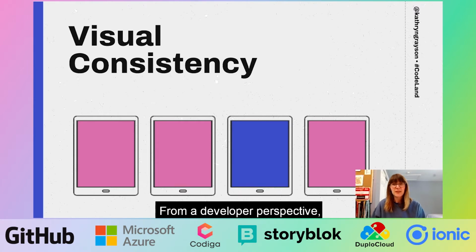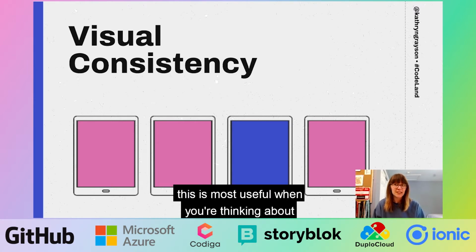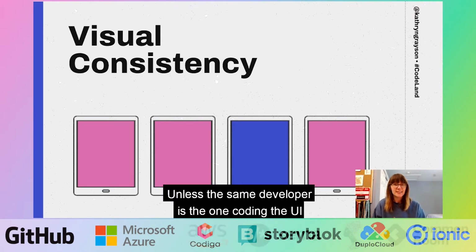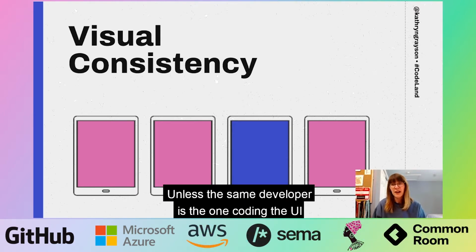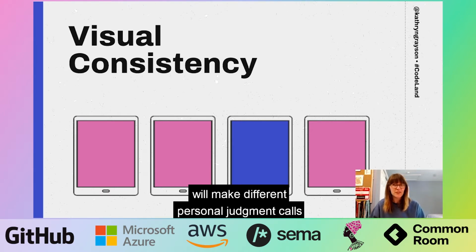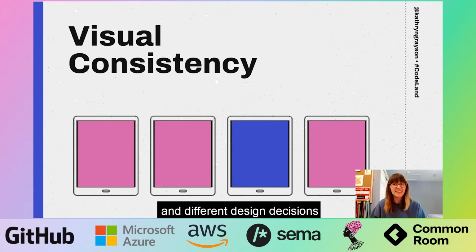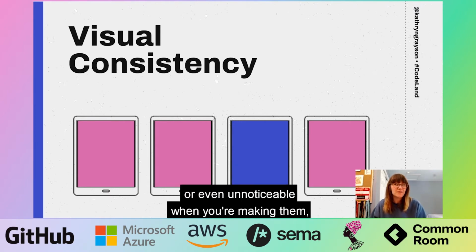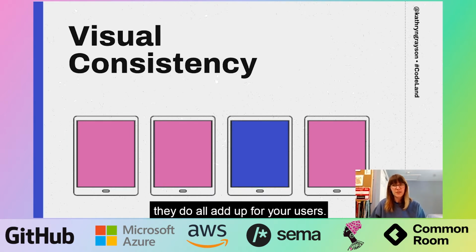From a developer perspective, this is most useful when you're thinking about the user interface of the app or the site. Unless the same developer is the one coding the UI in every single situation, then different people will make different personal judgment calls and different design decisions if there's not a single source of truth for them to refer to. And while many of these kinds of UX or UI decisions might feel small or even unnoticeable when you're making them, they do all add up for your users.